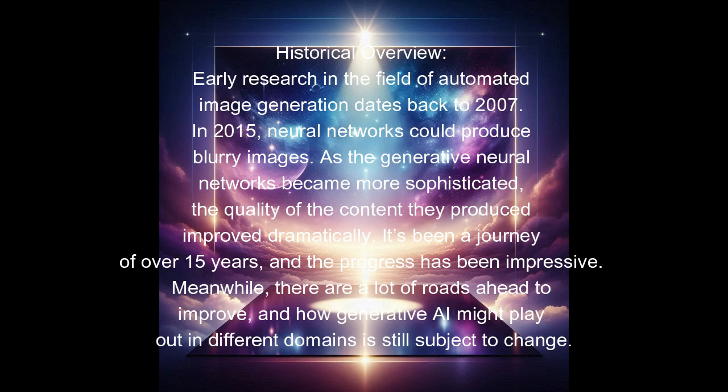Historical overview. Early research in the field of automated image generation dates back to 2007. In 2015, neural networks could produce blurry images. As the generative neural networks became more sophisticated, the quality of the content they produced improved dramatically. It's been a journey of over 15 years, and the progress has been impressive. Meanwhile, there are a lot of roads ahead to improve, and how generative AI might play out in different domains is still subject to change.